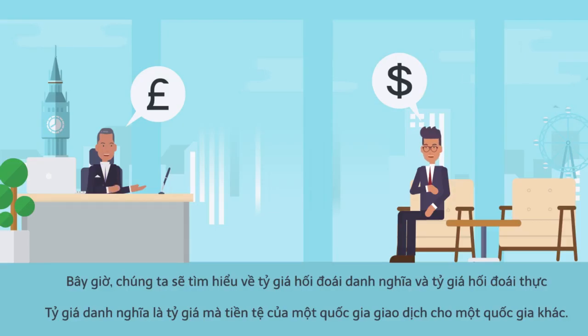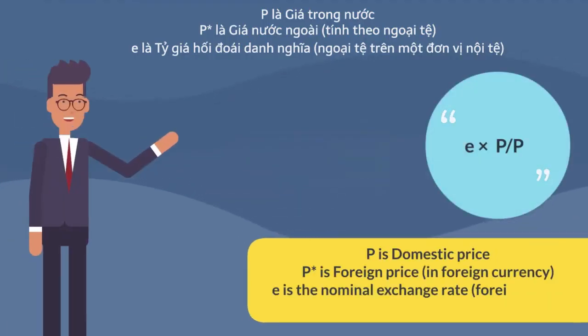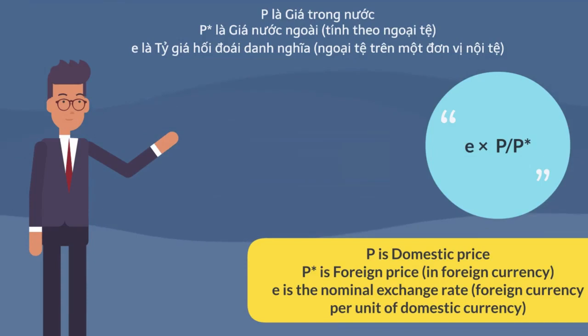Now we will discuss the two concepts of nominal and real exchange rates. The nominal rate is the rate at which one country's currency trades for another. The real exchange rate is the rate at which a person can trade the goods and services of one country for the goods and services of another. The real exchange rate formula is as follows: E multiplied by P divided by P asterisk, where P is domestic price, P asterisk is foreign price in foreign currency, E is nominal exchange rate, foreign currency per unit of domestic currency.